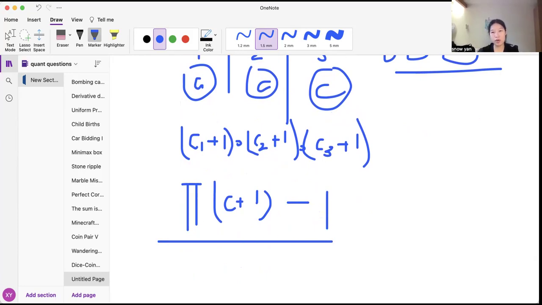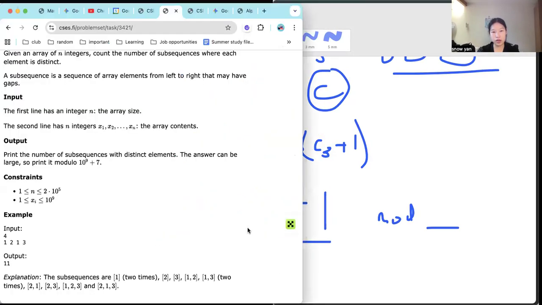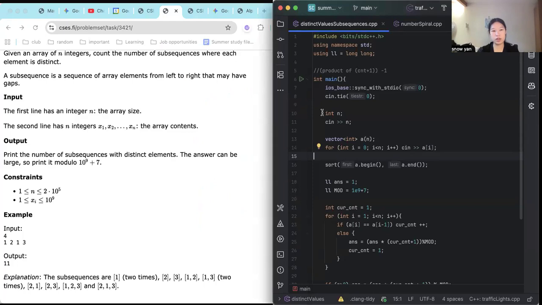So how I would approach this is to sort the array, see how many of each I have, then take the product and make sure that I take the modulo of 1e9 plus 7. Let me share my screen back to the code I had earlier. No, wait, it's not sharing. Okay, so hopefully you can see my screen now.